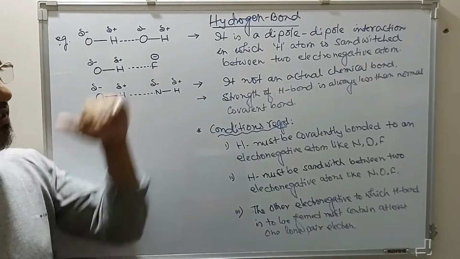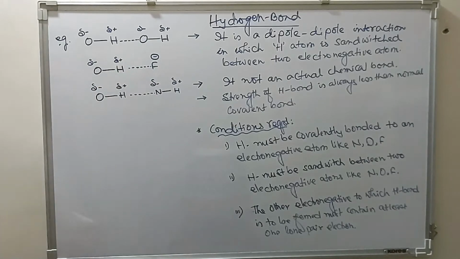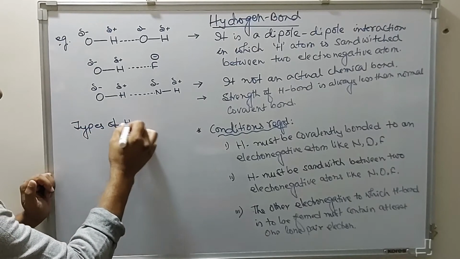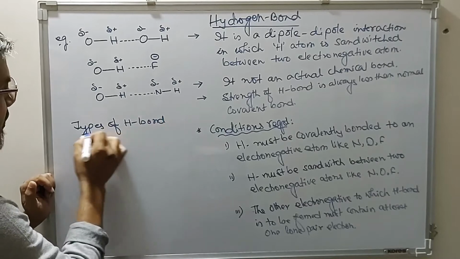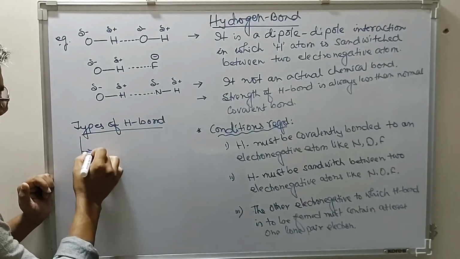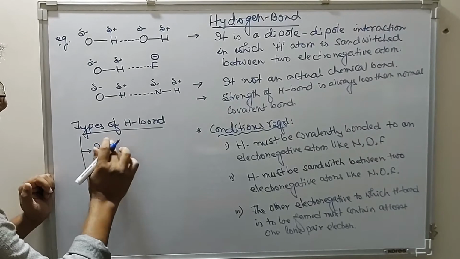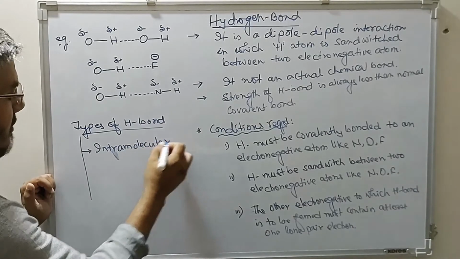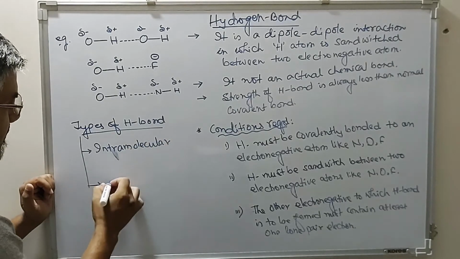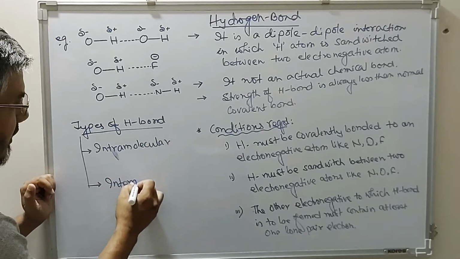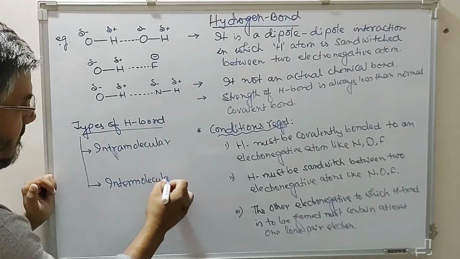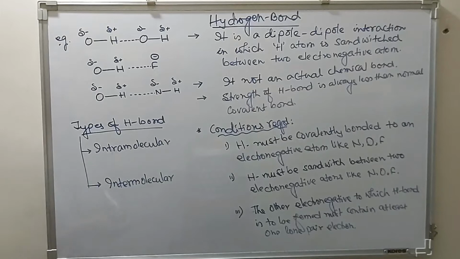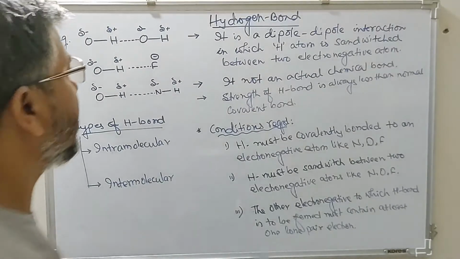Now, hydrogen bond is of two types. We have intramolecular hydrogen bond and intermolecular hydrogen bond. So let's take up one by one here.